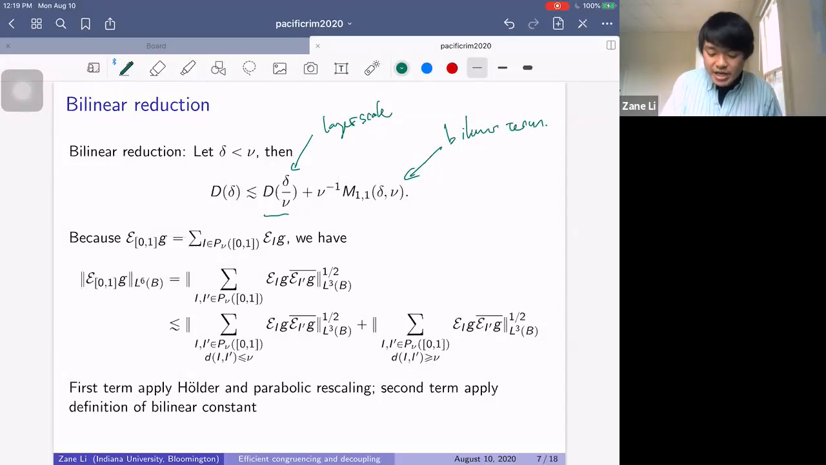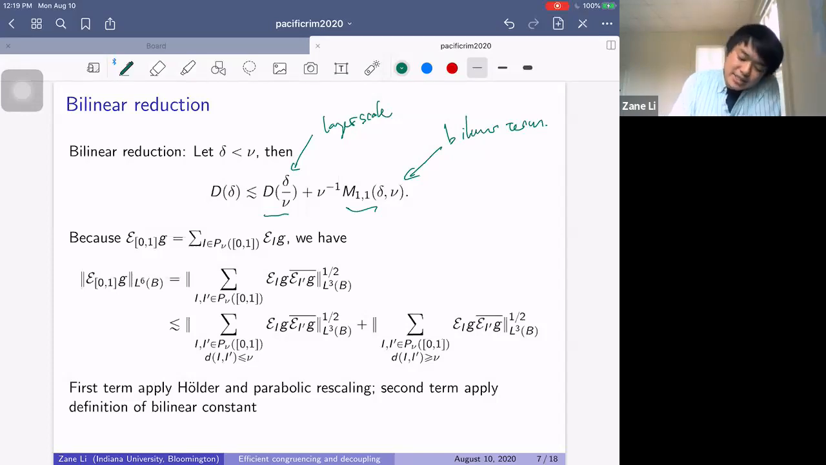Just to remind you what M11 means: I have two intervals of size nu that are nu separated. Remember, nu is delta to the epsilon. How much does it cost to decouple them at the same time into intervals of size delta? And the proof is not so bad.